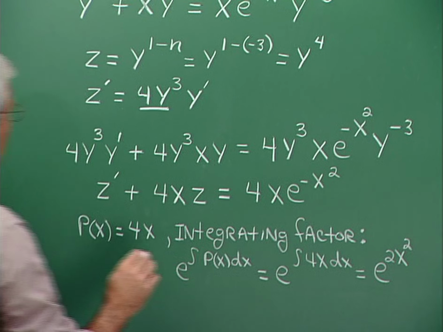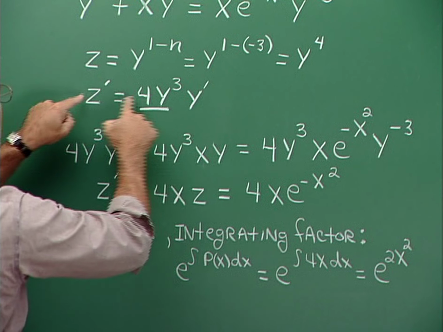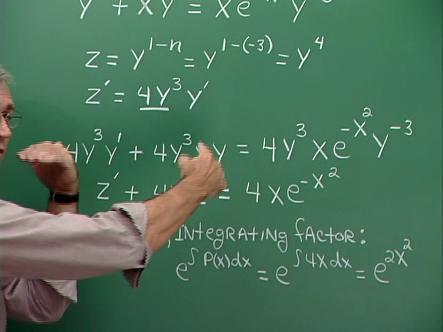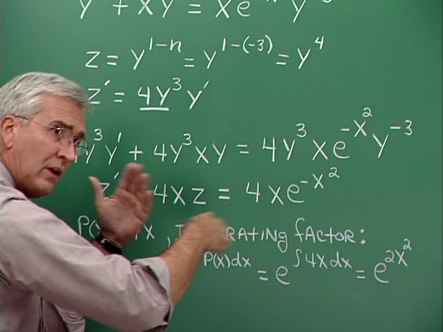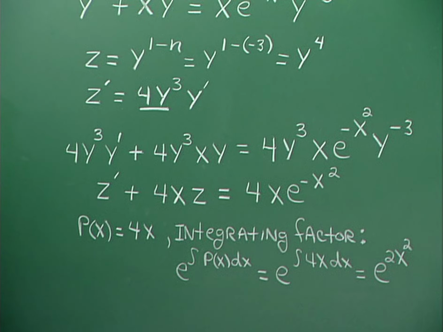Now let's clean up a little bit. This part of it becomes just this. That's the z prime. We're putting this into a form where it is a first order linear differential equation so that we can deal with it using the techniques that we had before.